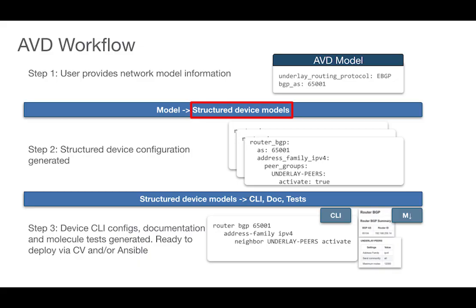And why do we do this? This interim step, before we get to the actual CLI, allows us to have a structure to the data itself describing each device, and that can be used for integrating with other systems. And in this case, that's what we're going to do, and use that data to interact with Netbox. Now, for AVD, that structured data is used to create CLI, documentation, tests, etc.